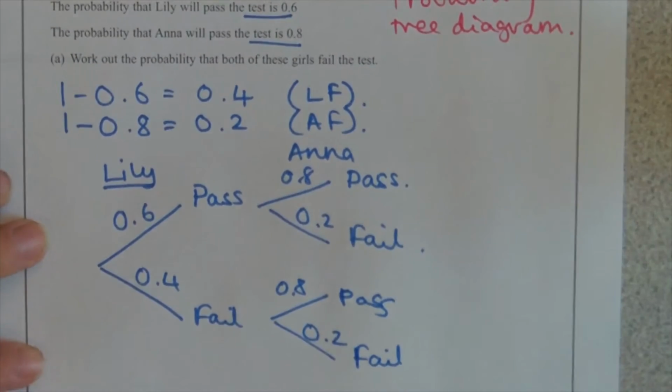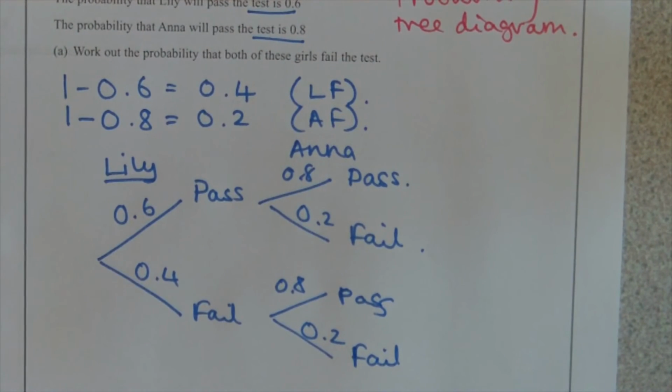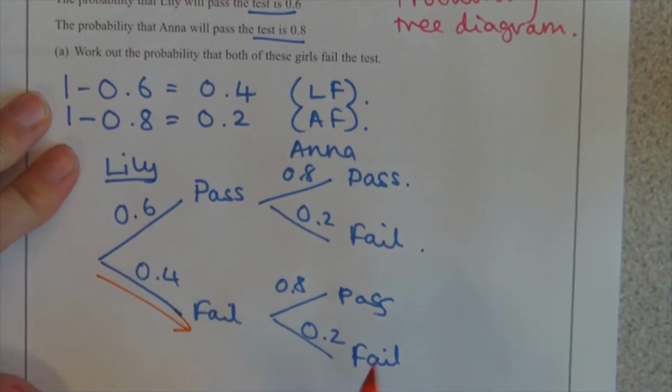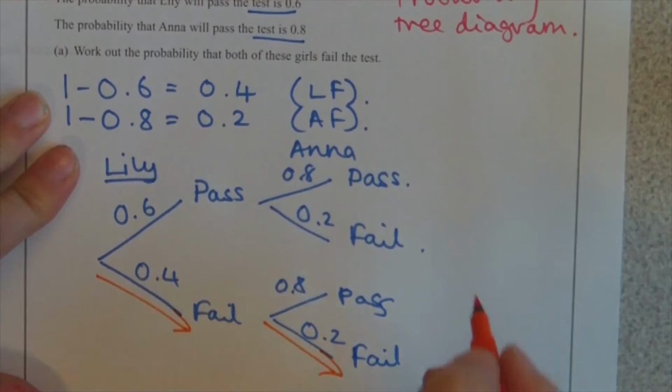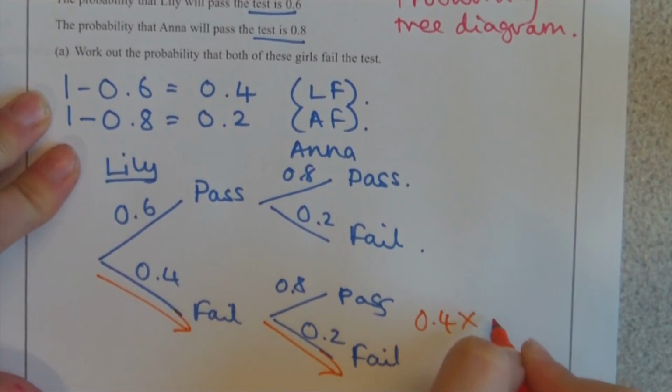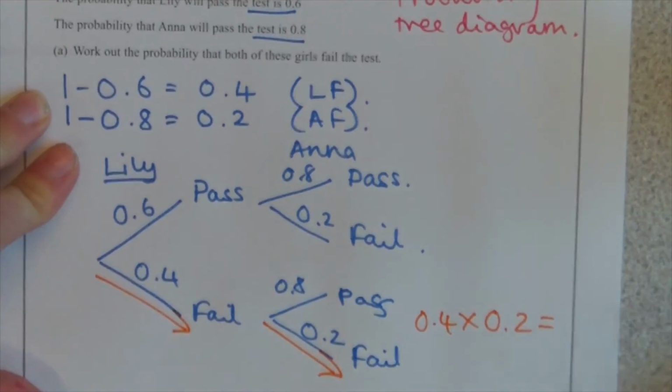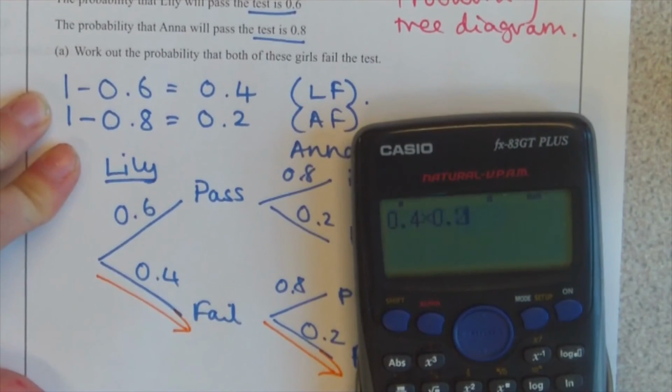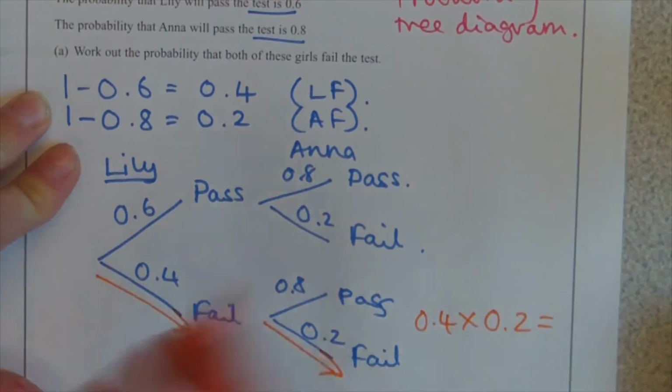Now I want to work out the probability that both girls fail the test. So, for Lily, I'm going to go down this route, and for Anna as well. So I need to do 0.4 times 0.2, which is going to be 0.08.